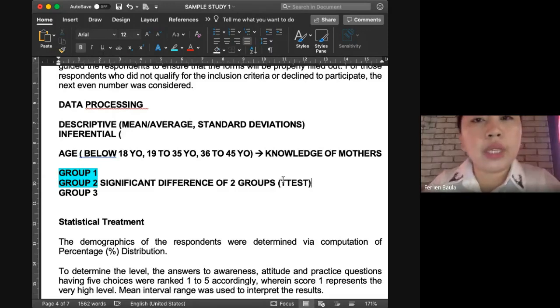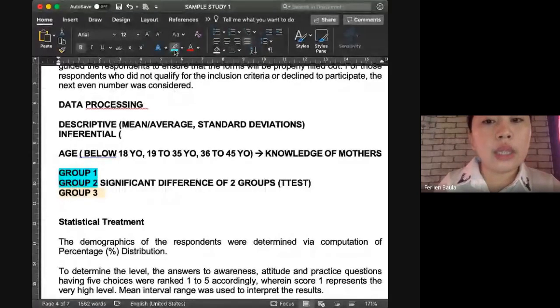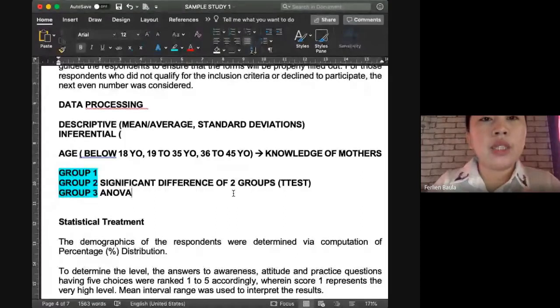Can you remember t-test? I hope you can still remember t-test. Or if we will have group 3, kung tatlong grupo ang titingnan ninyo for significant difference, that's the time yung ating ANOVA ang gagamitin. So, no undergraduate natin, nire-recite lang natin ang part ng statistical treatment.